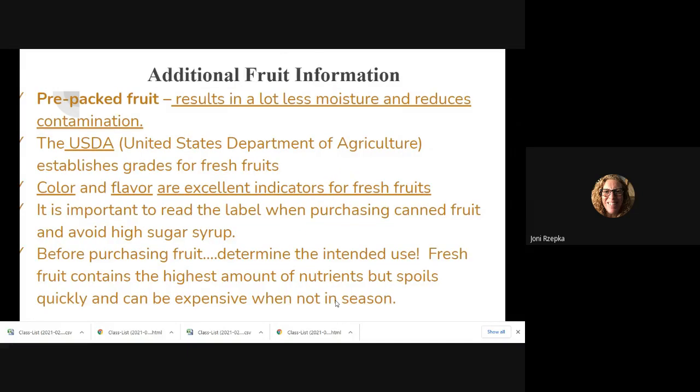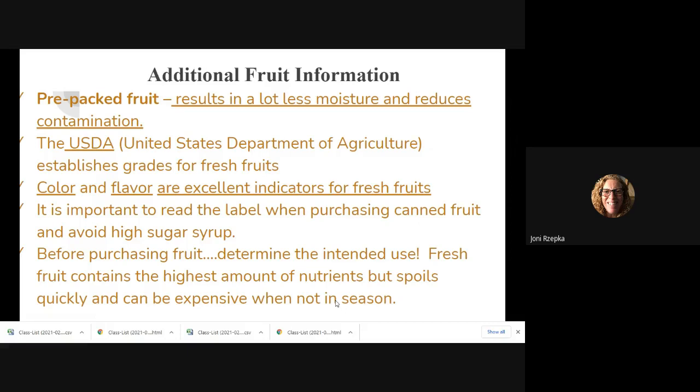Okay, so these are just some additional information about fruits. Pre-packed fruits result in a lot less moisture and reduced contamination. So when they're pre-packed. The USDA, or the United States Department of Agriculture, establishes grades for fresh fruits. So they're the ones that regulate that.